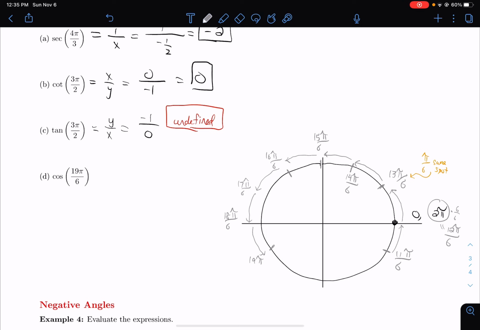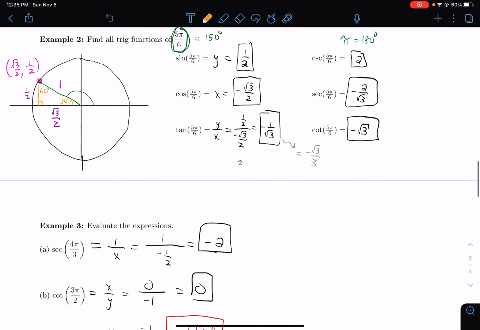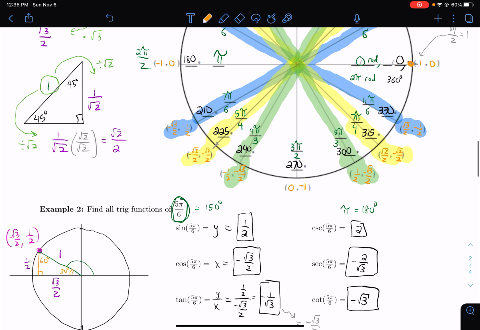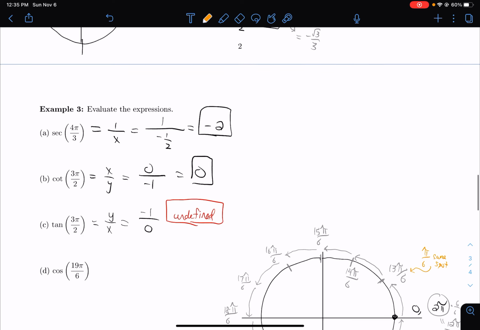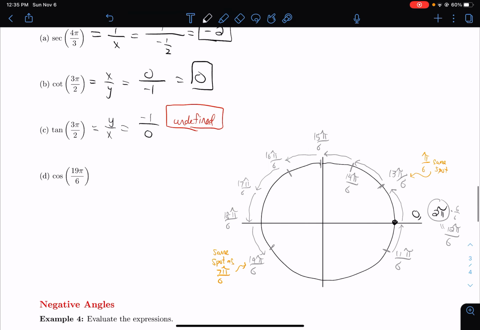Then we've got to go one more, another 30 beyond that, to get to 19 pi over 6. So what is that at the same spot as in my unit circle? If I go 30 degrees past the 180, that's 210, or 7 pi over 6. So this is at the same spot as 7 pi over 6. So I need the coordinates for 7 pi over 6.